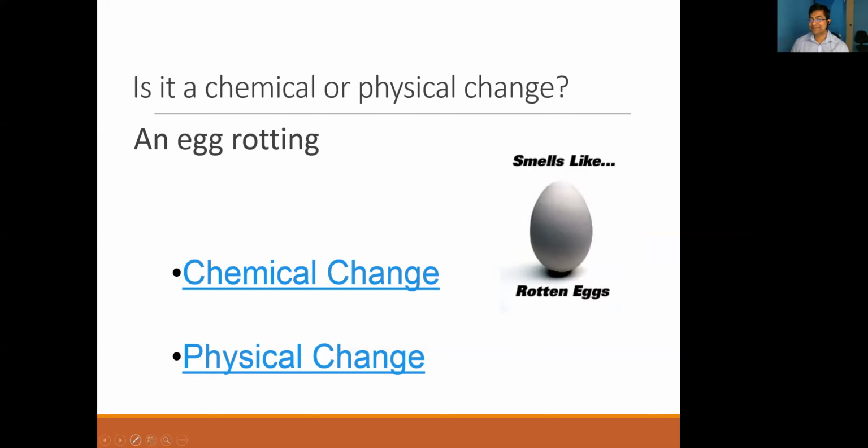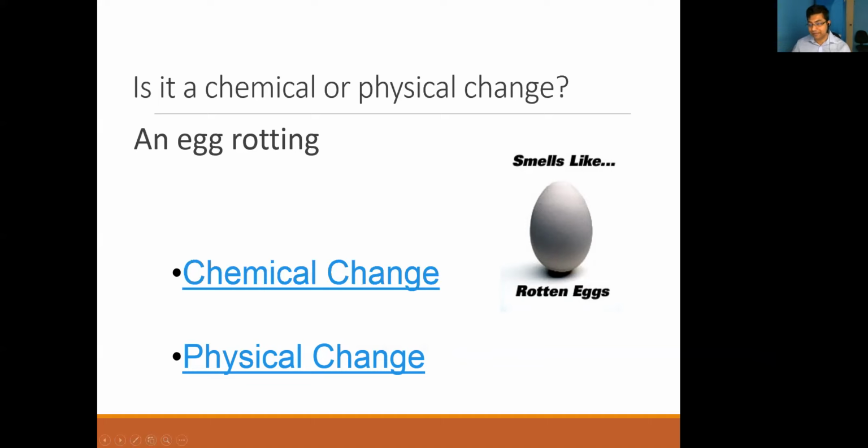An egg. If you leave an egg for 3 months outside the fridge, what will happen? It will be rotting, right? It produces a bad smell. It's basically sulfur dioxide inside the egg. But tell me, is it a chemical reaction or physical change? Tell me. Rotten egg. Physical or chemical? Physical.